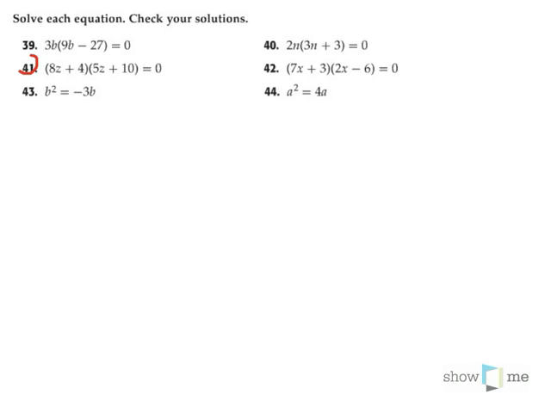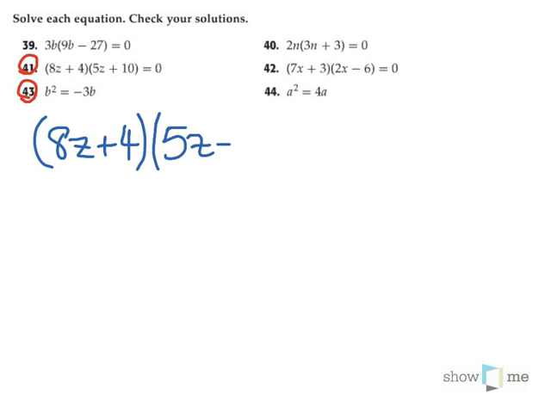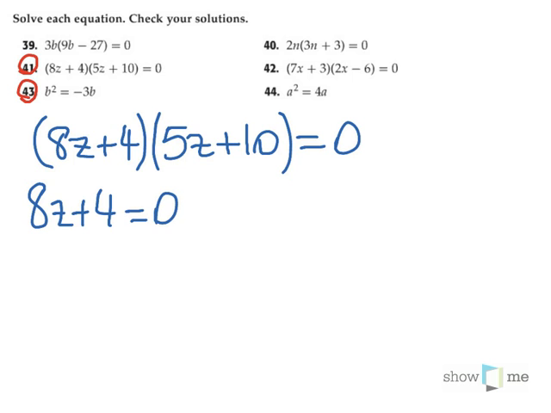Now I'm going to solve 41 and 43 for you. Now in 41 we have the factors (8z plus 4) times (5z plus 10) equals 0. Now according to the zero product property, either 8z plus 4 should be 0 or 5z plus 10 should be 0. We don't know, so we have to solve both of them.